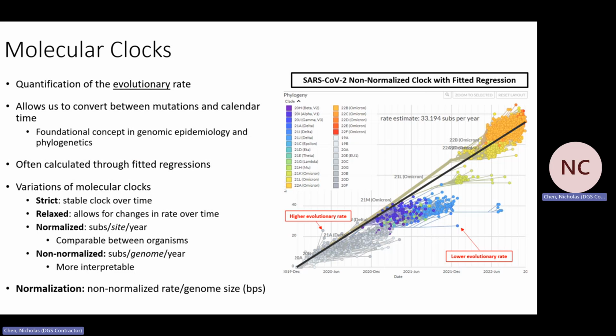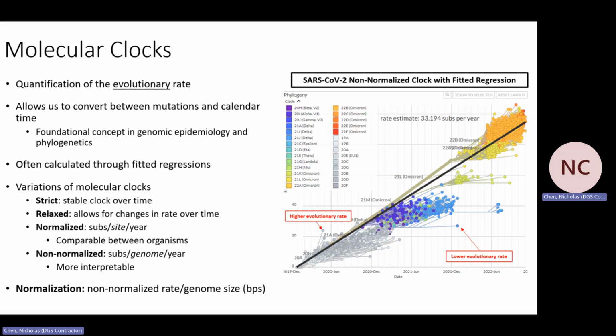Now, this is far more easily understood as we are often working with a single organism and may not know the expected length of its genome. Both of these approaches have their uses, and converting from a non-normalized rate to a normalized rate is as simple as dividing the non-normalized rate by the length of the genome.